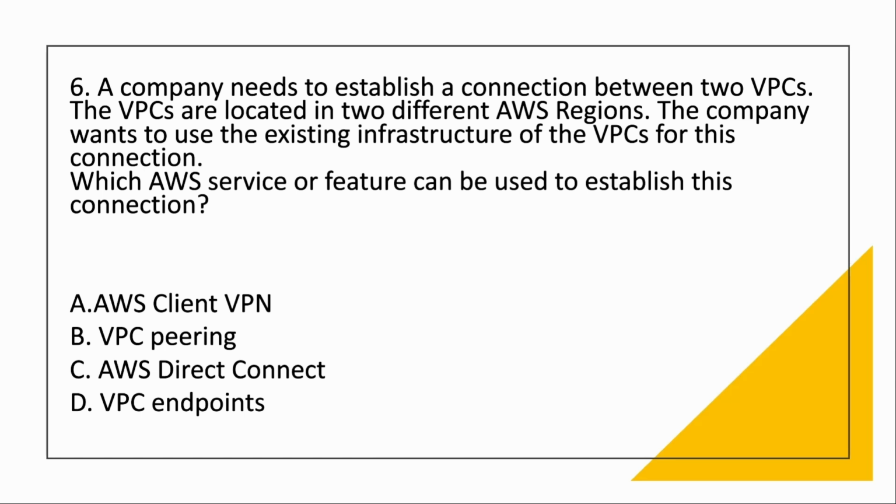We have already covered client VPN, Direct Connect, and VPC endpoints. All these points we have covered in our previous videos, so I would not like to spend more time on that. So the correct answer is VPC peering, when one VPC wants to talk to another VPC.